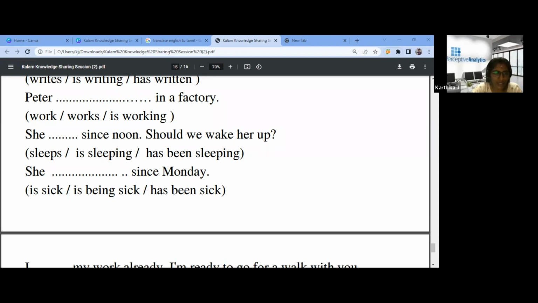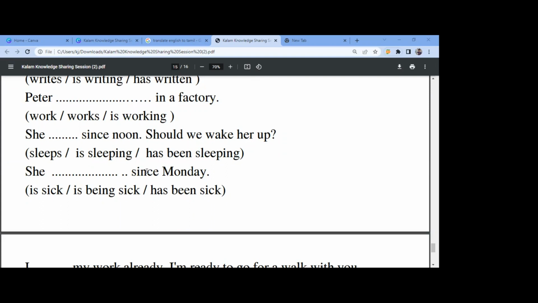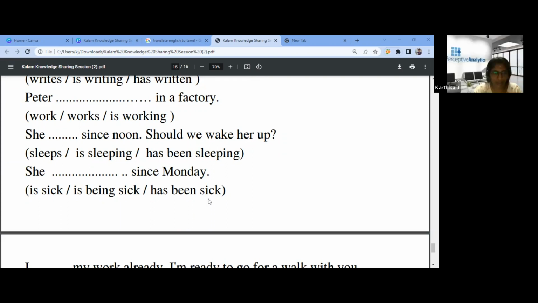Next one is she dash since Monday. She has been sick since Monday, right? From past to present. Yeah, correct. She has been sick, and till now she is still sick. So that's why, since it's coming here, we have to use has been sick.